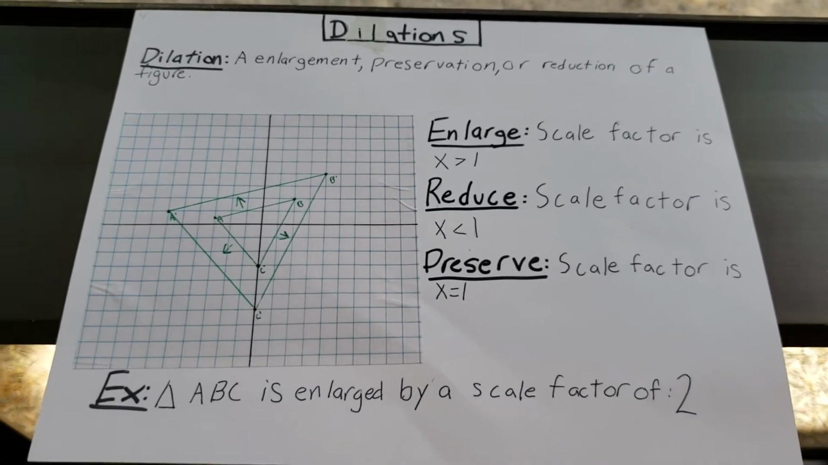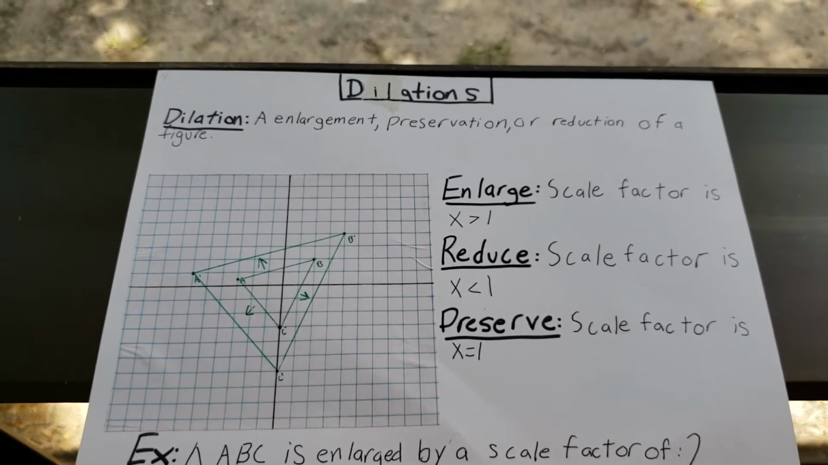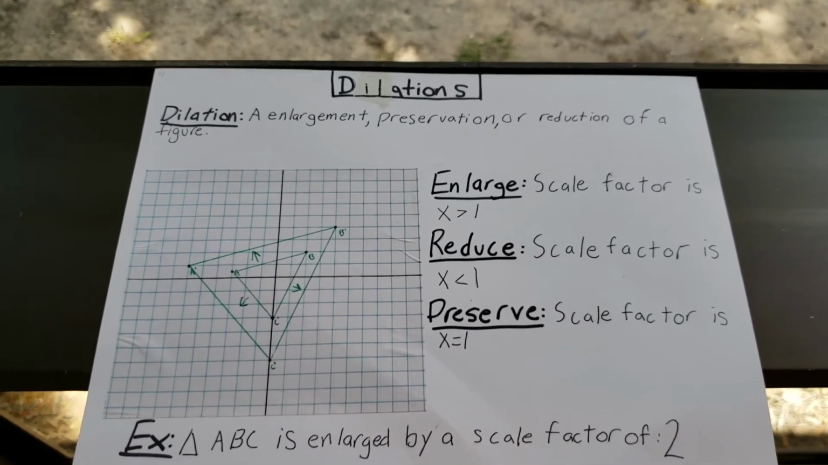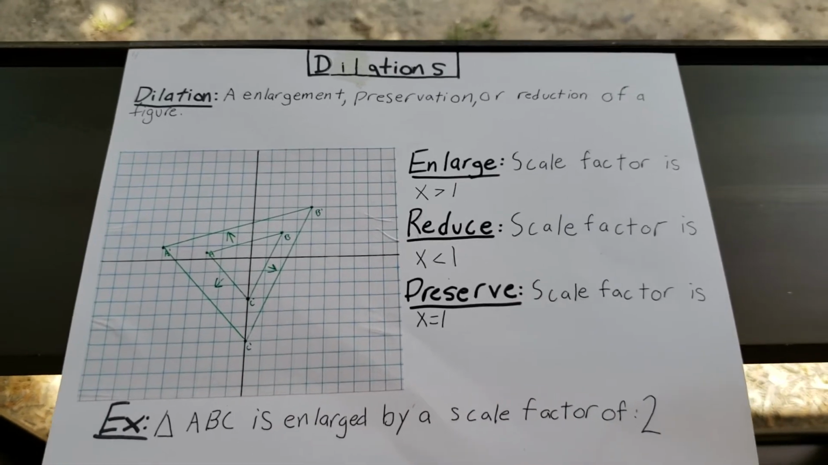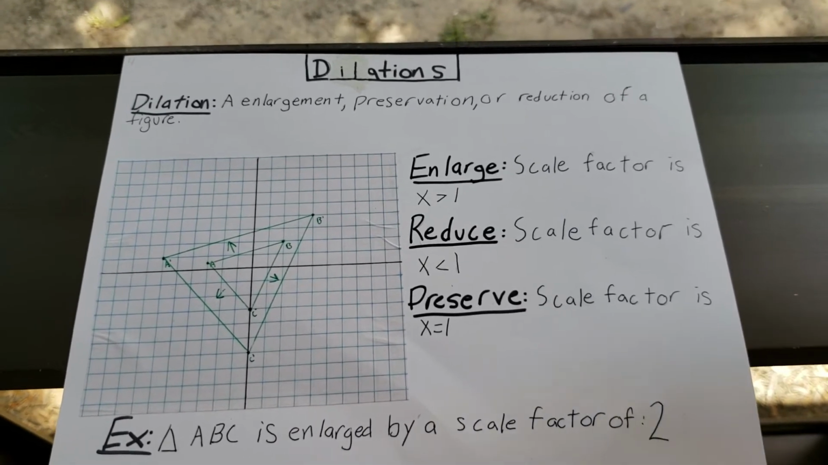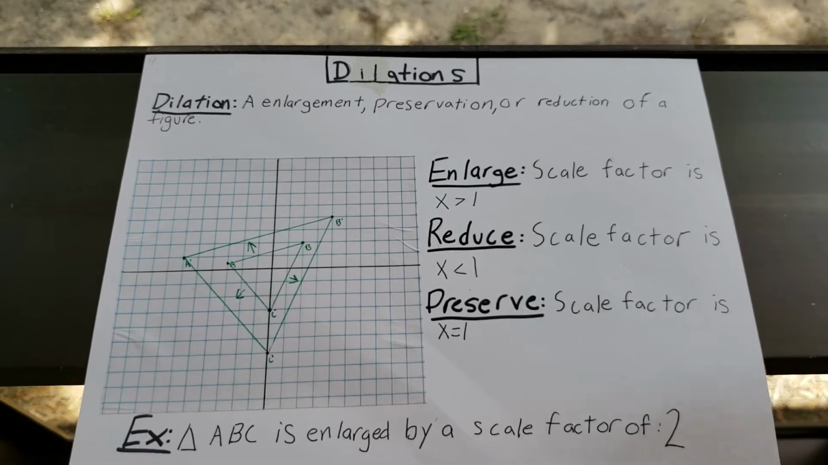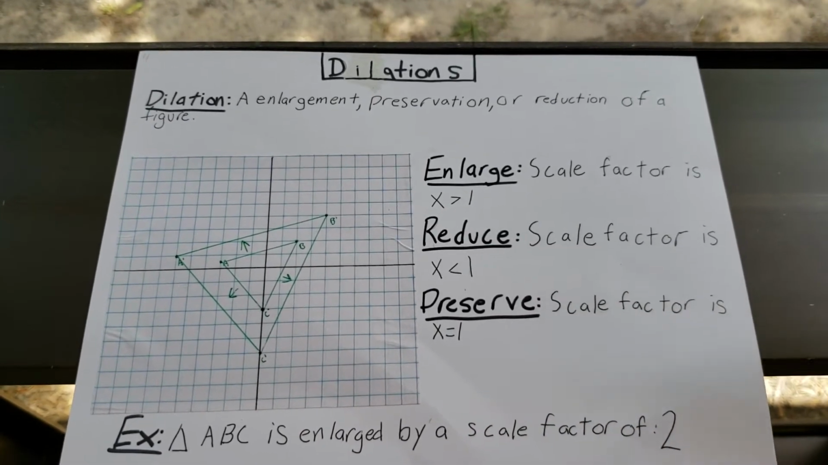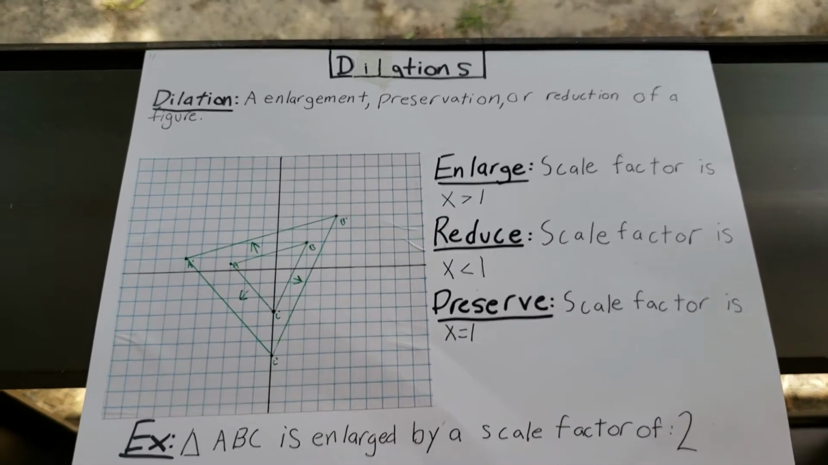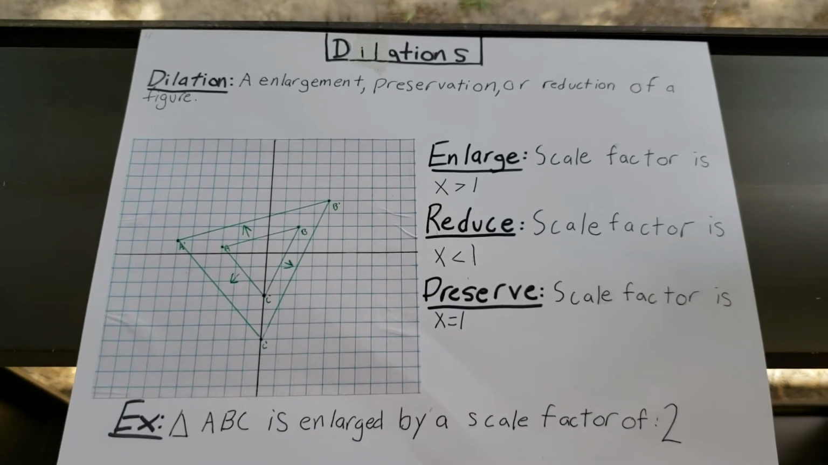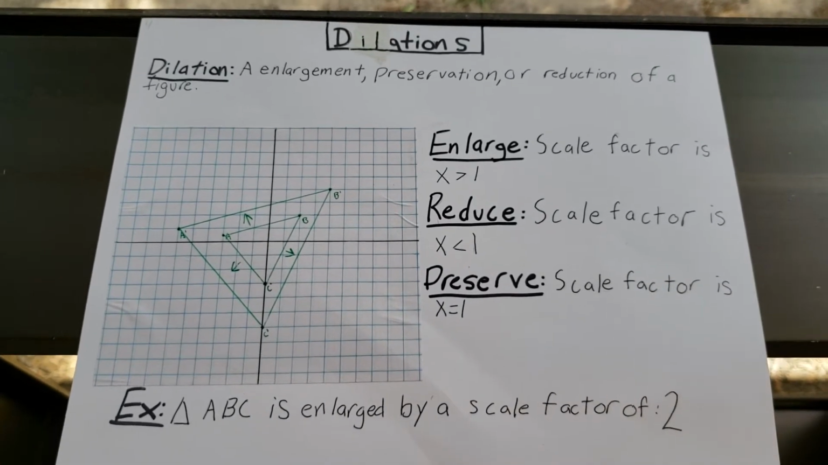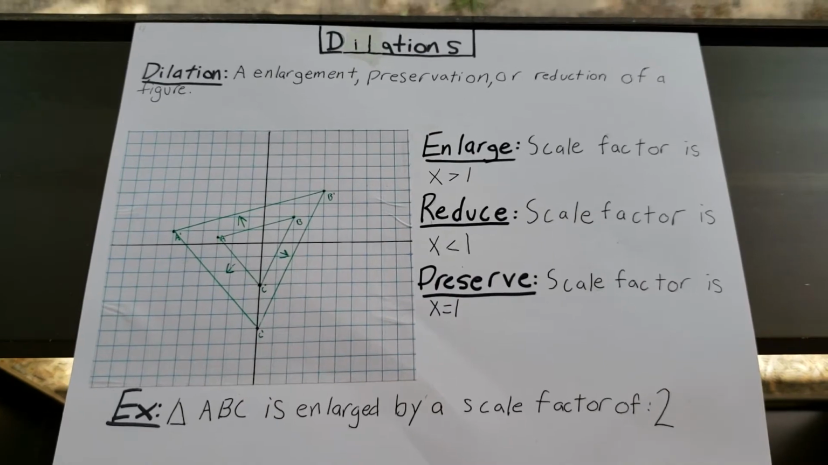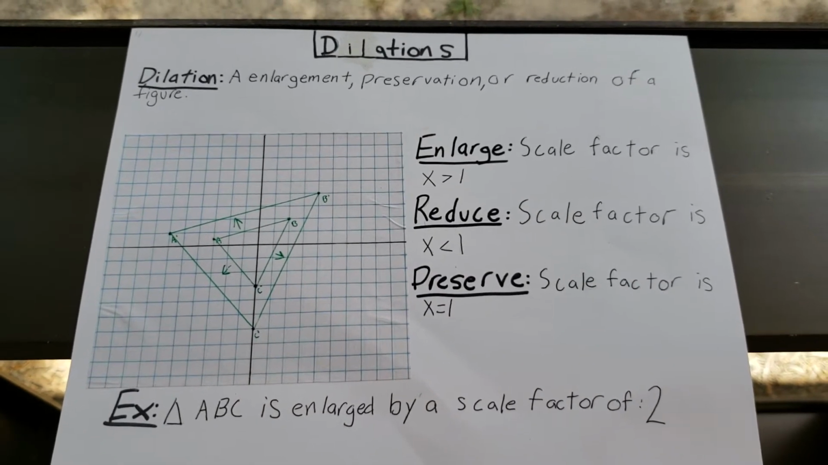Now let's discuss dilations. A dilation is an enlargement, preservation, or reduction of a figure. An enlargement is when the scale factor is greater than 1, and a reduction is when the scale factor is less than 1. And finally, a preservation is where the scale factor is equal to 1. Please note that the scale factor is uniform for every point.